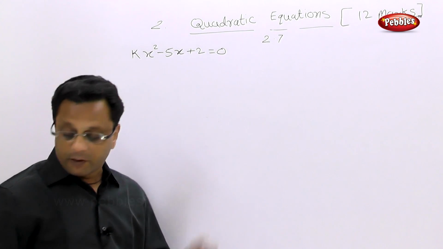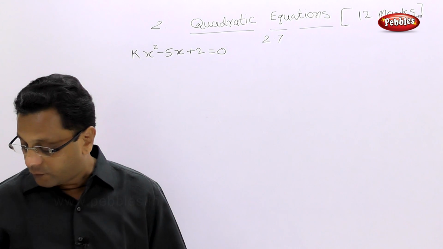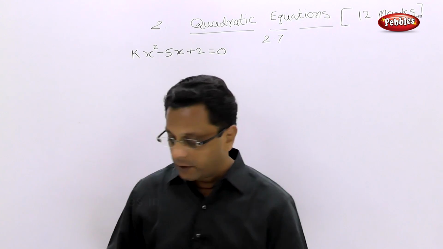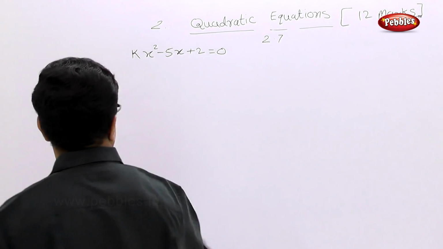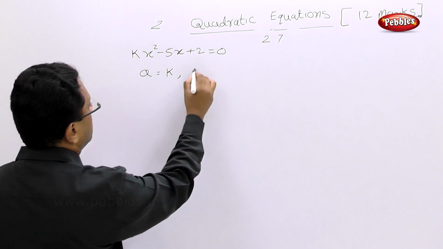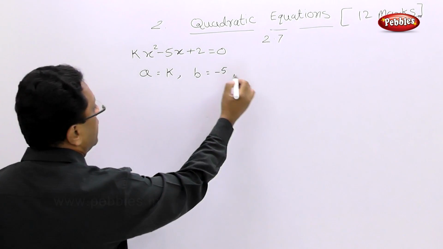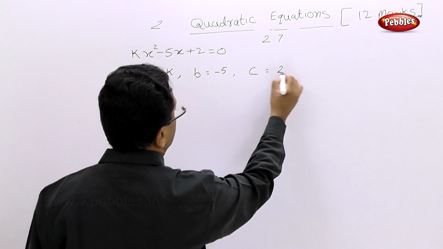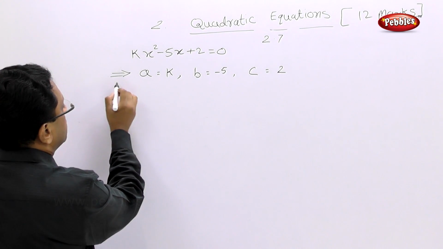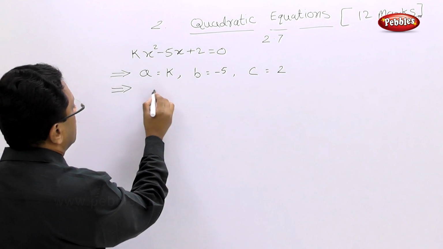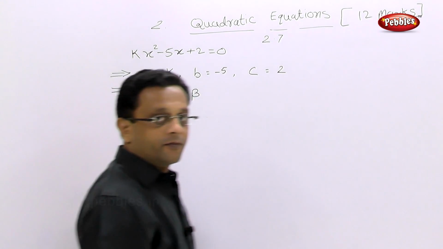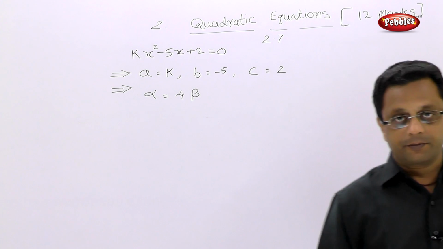This quadratic equation is given and they say that one of the roots of this quadratic equation is 4 times the other. Now let us see how to solve this equation. First of all, we have to write down a is equal to k, b is equal to minus 5 and c is equal to 2. This is given. Also alpha is equal to 4 times beta.